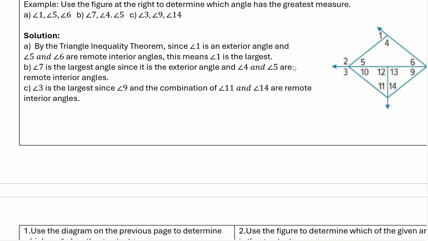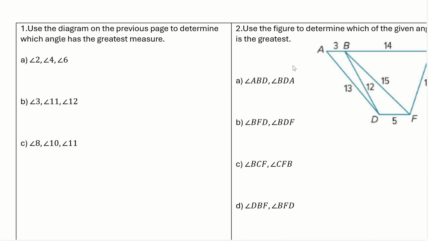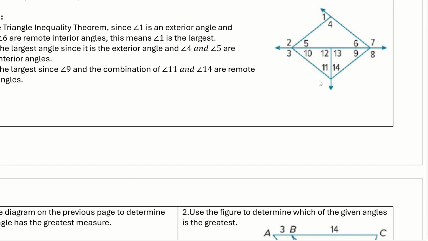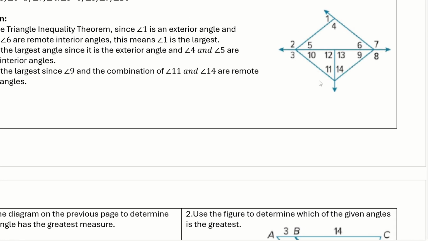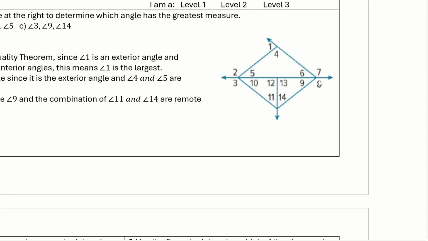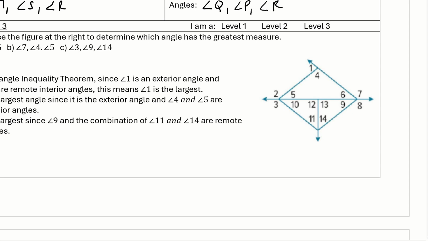Okay, problem set number 3. Use the diagram on the previous page to determine which angle has the greater measure. Okay, so we're looking at this one right here. Which angle has the greater measure? So we're going to compare 2, 4, and 6. This example is a review of problem sets 1 and 2. So there's a combination of exterior angles, but there's also others. So it's basically a review problem set, but it looks harder because there's more triangles.